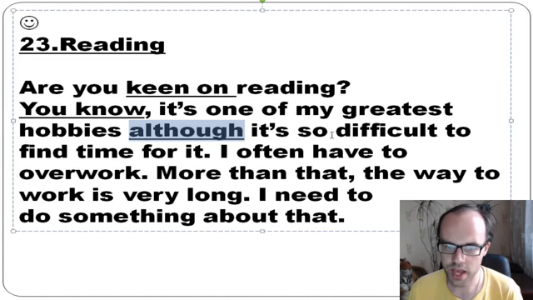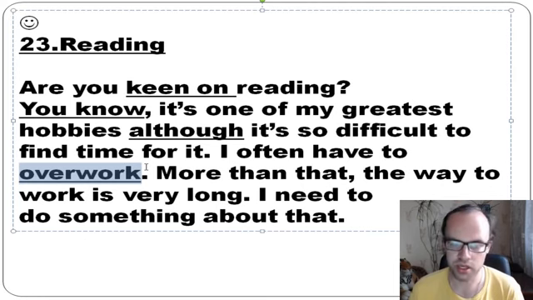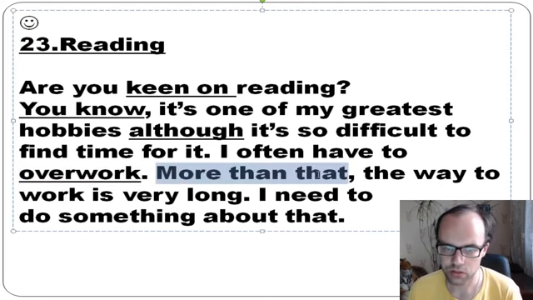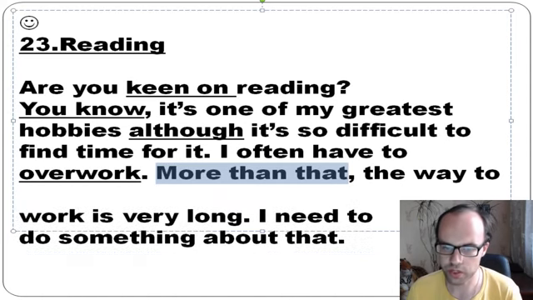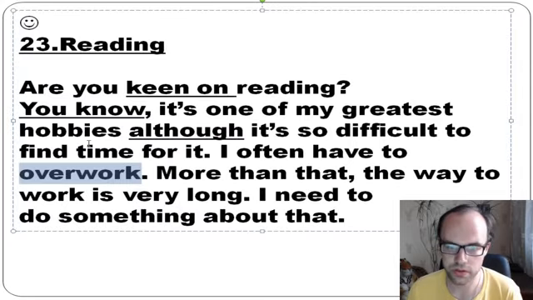I often have to overwork. It means to work more. Maybe, you know, I have to work from 9 to 6, but I work until 8 or 9, so I work much more. More than that, we use this amazing phrase for English speaking when we add something, okay? When we add something, we use this phrase.